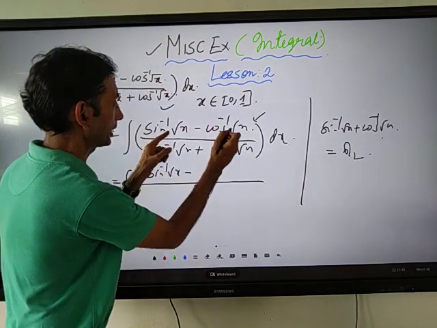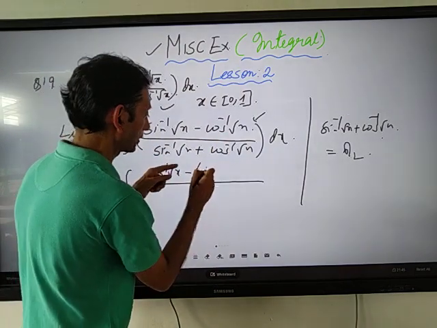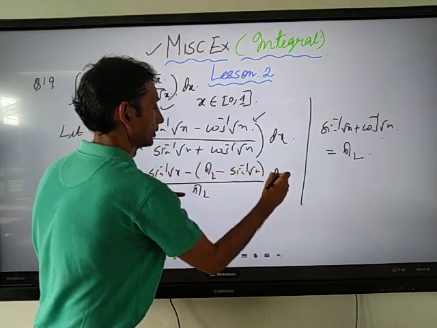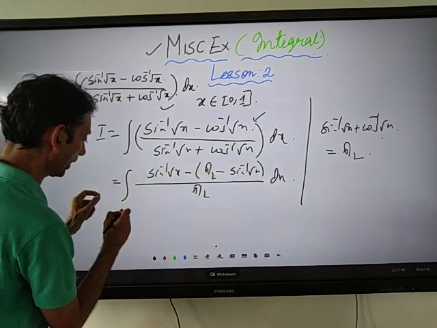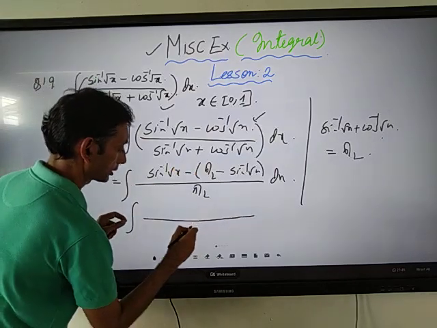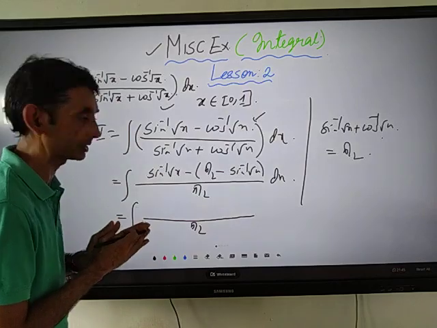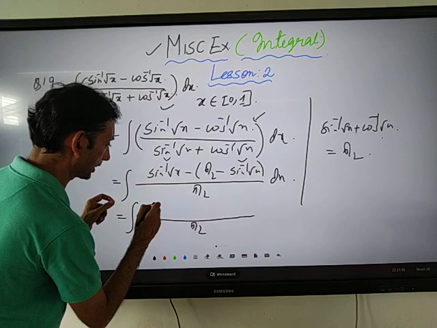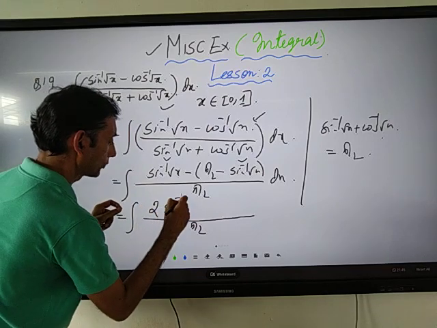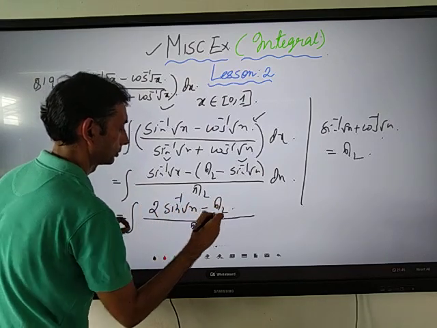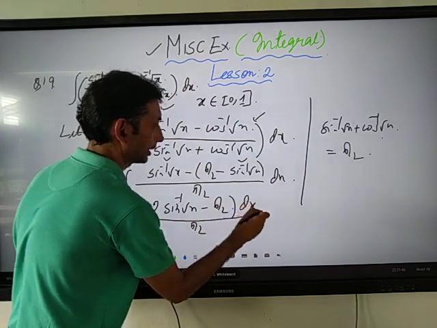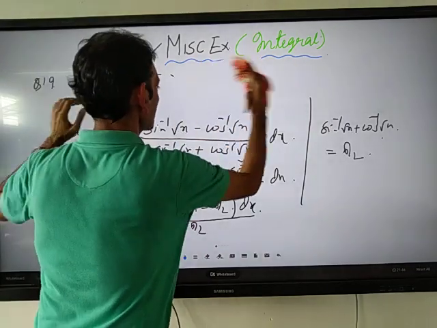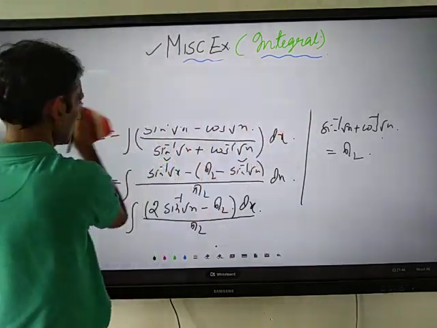Therefore, this is sine inverse root x, and in place of cos inverse root x you can write pi by 2 minus sine inverse root x, dx. If we simplify the numerator, we get 2 sine inverse root x minus pi by 2, dx. Now we can simplify the remaining steps this way.